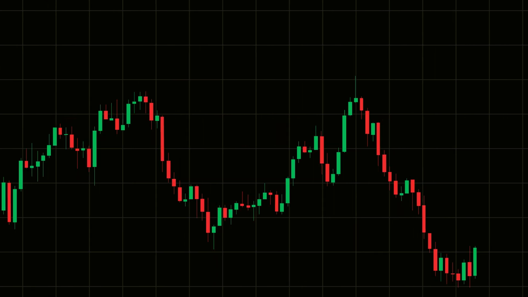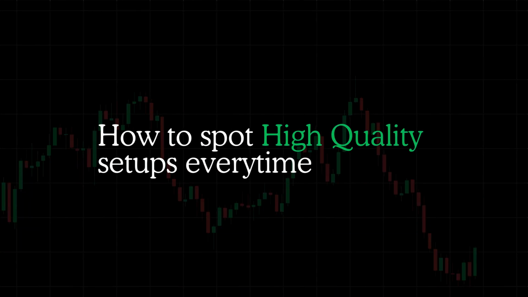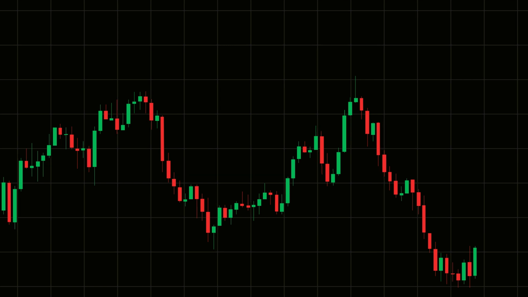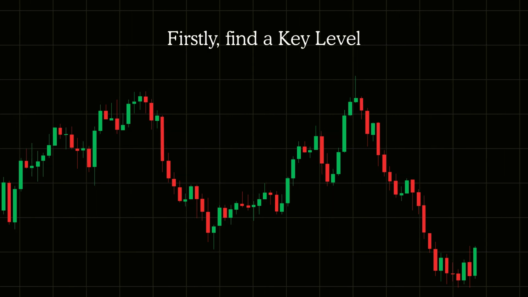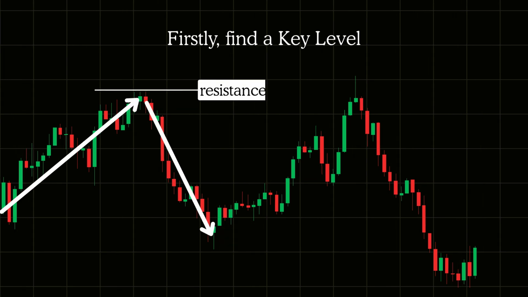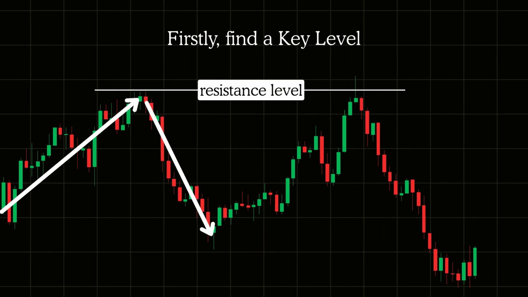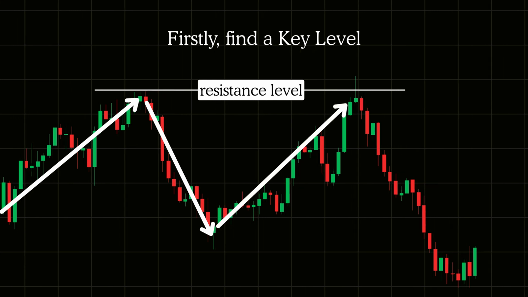Now I'm going to share a simple technique that helps you consistently identify high-quality pin bar setups. Step 1 is to locate a key price level. Let's examine an example. Looking to the left, we notice that price moved up and then reversed downward, establishing this area as a resistance level. Next, as price returns to test this resistance zone, we see the formation of a bearish pin bar.